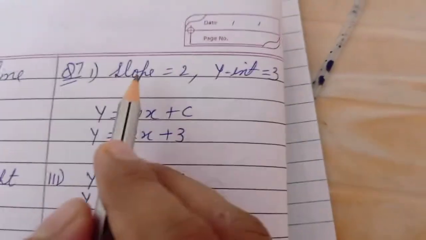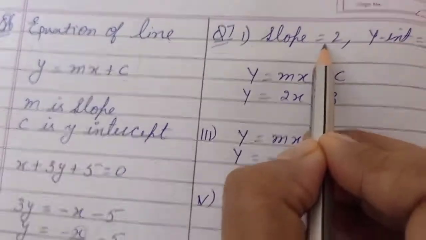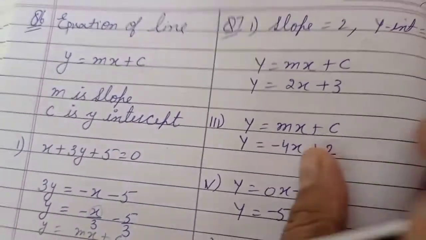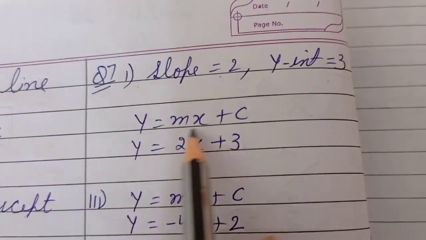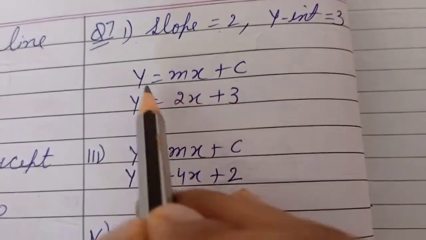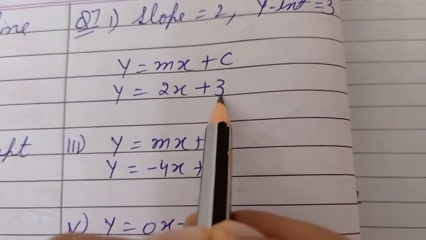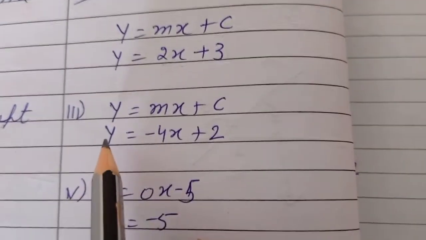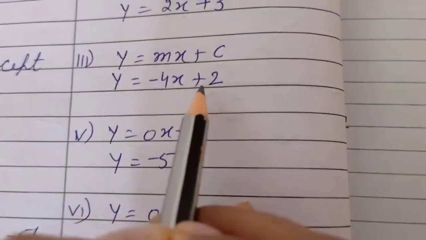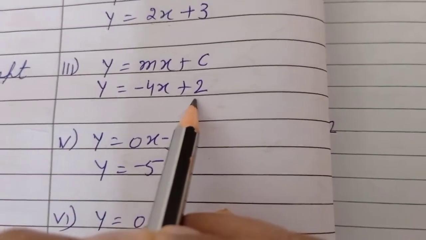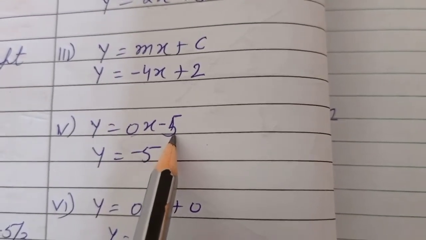Seventh question. Find the equation of the line whose slope, that means m, is given and y-intercept is given to you, that is 3. What is the standard form of the equation of a line? Y is equal to mx plus c. Put the value. Y is equal to, what is the slope? 2x and intercept is 3. Third part, slope is given minus 4. So I put the value minus 4x and intercept is given 2. Fifth part, slope is given 0x and y-intercept is minus 5.